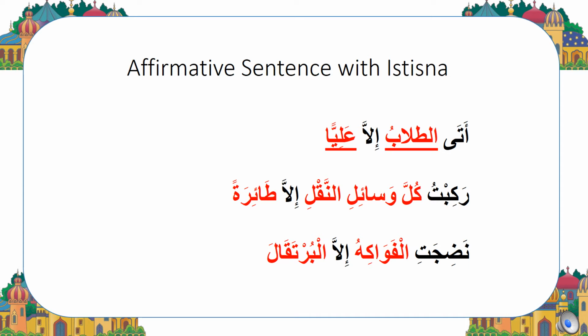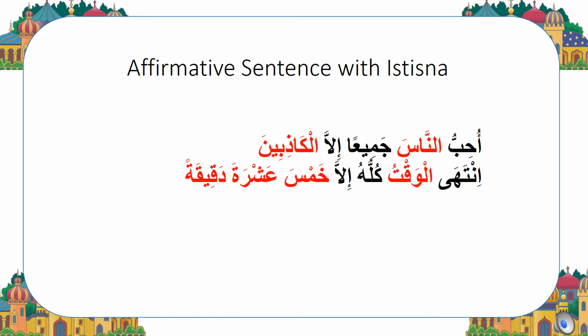When we study the second example, we recognize that mustasna كل وسائل النقل is mentioned in the sentence. Then the accepted noun طائرة must be mansub. Let's look at the third example. نضجت الفواكه إلا البرتقالة. In this example, mustasna الفواكه is mentioned. Therefore, the accepted noun البرتقال must be mansub.